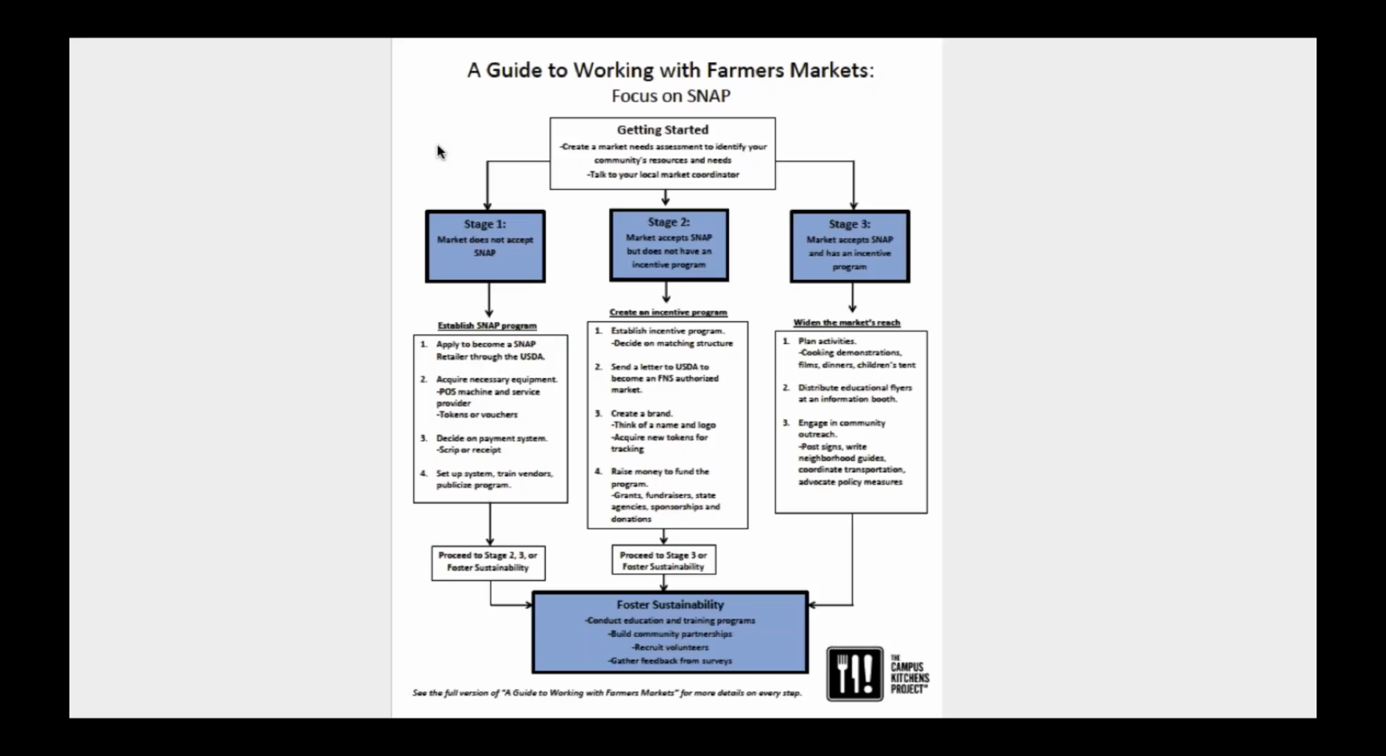So then once you've done that assessment, I divided markets into 3 different stages. One, the market does not accept SNAP. That's stage 1. Stage 2 is the market accepts SNAP but does not have an incentive program in place. And stage 3 is that the market accepts SNAP and has an incentive program. So once you've figured out which stage the market you're working with is in, you can then move on and figure out the next steps to try to improve your market when it comes to accepting SNAP.